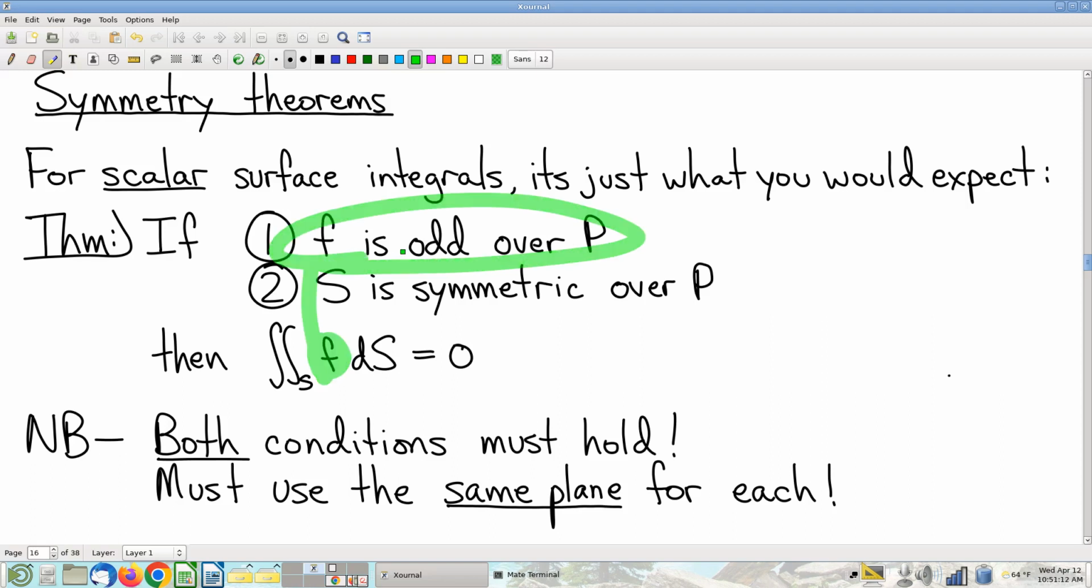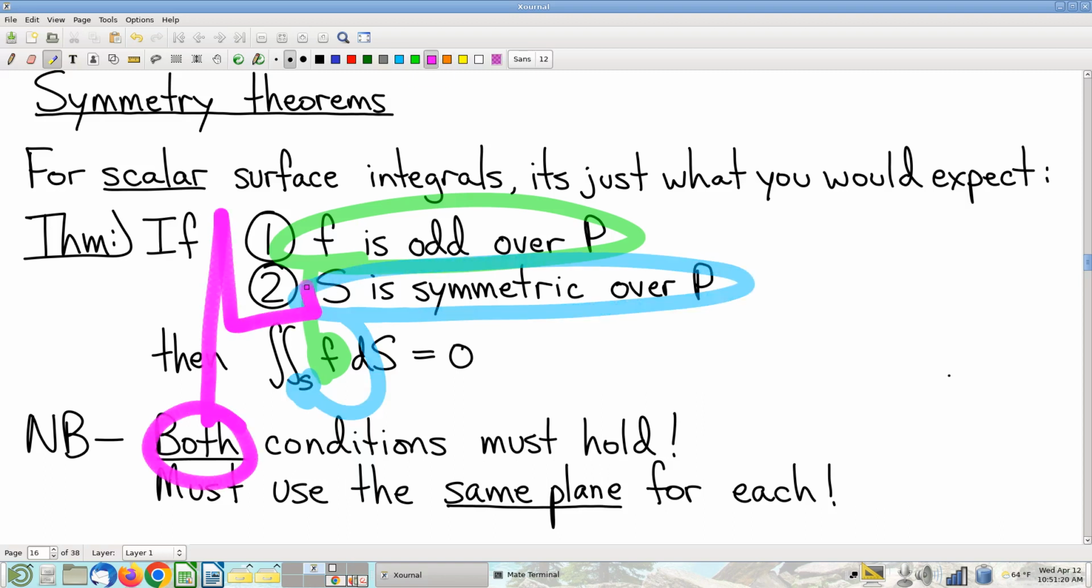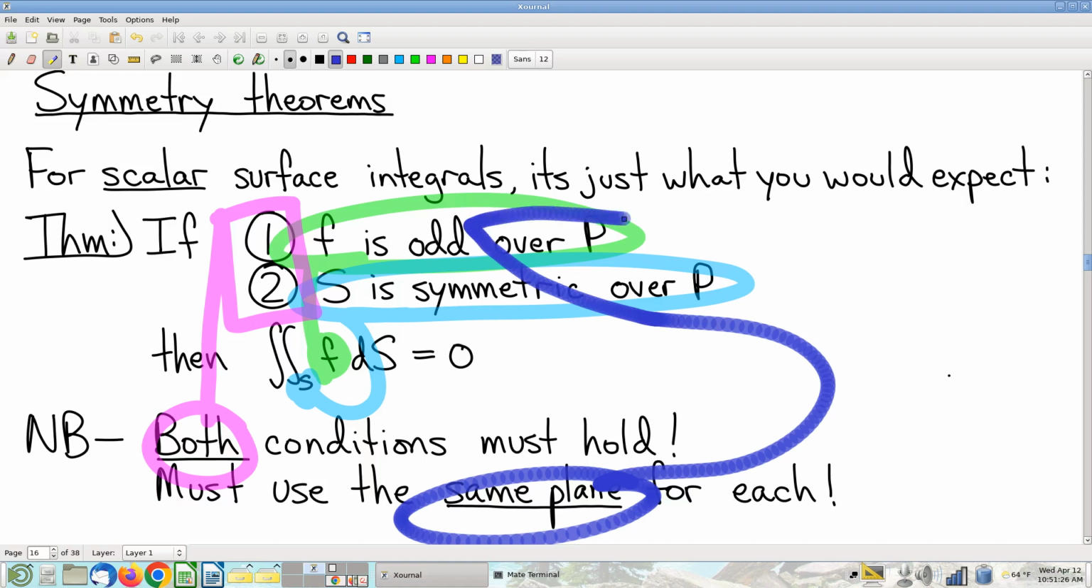You need your integrand to be odd. You need your domain to be symmetric. I emphasize, you do need both of these conditions to apply, and you can't emphasize enough that you need to use the same plane for both of those requirements. And with that said, yeah, cool, symmetry totally works. Awesome. Big time saver. Lovely result.